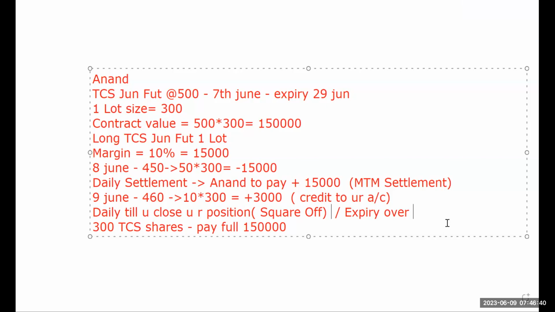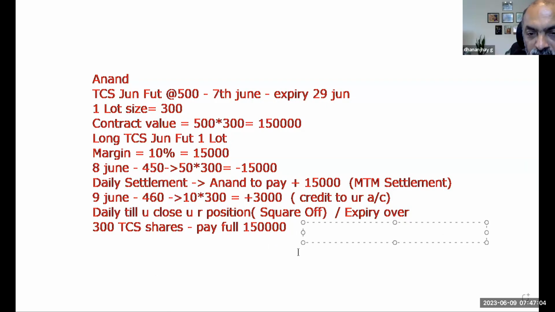Sir, a question regarding volatility of these prices. Underlying assets of big companies would be relatively stable, but futures and options derived from those shares would be a bit more volatile than the shares. But sir, overall, how volatile will they be? Okay, good question.